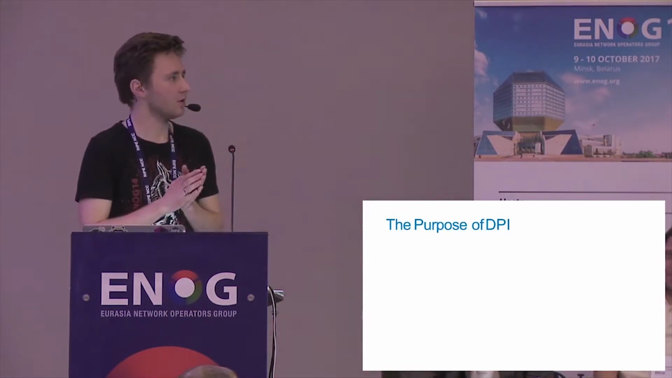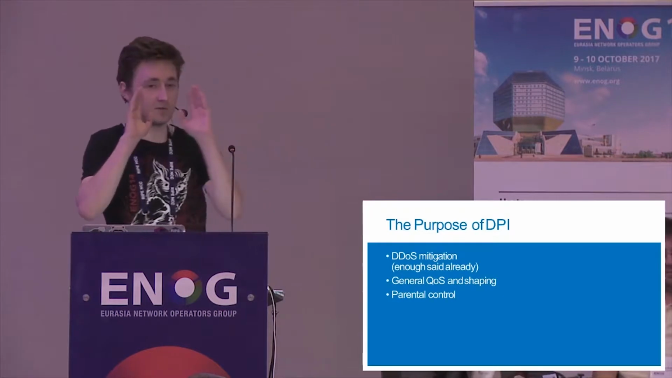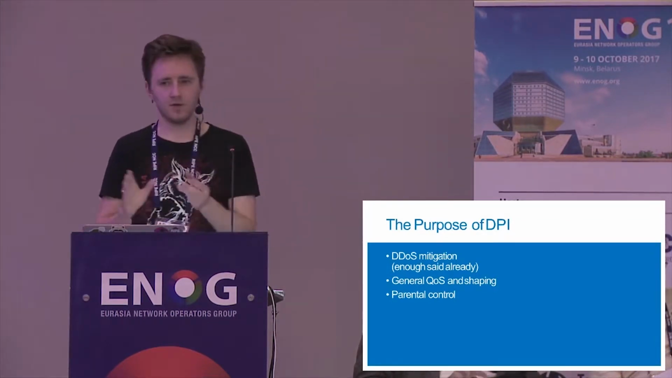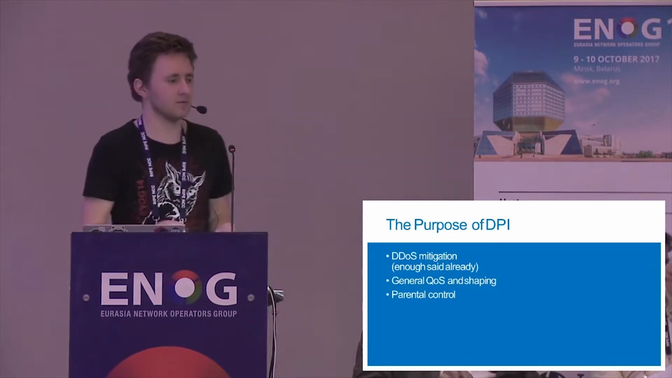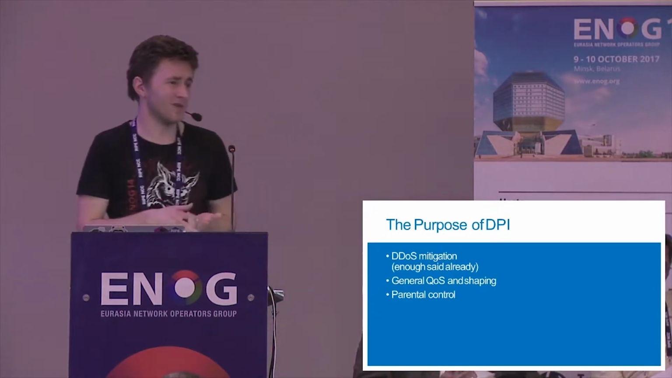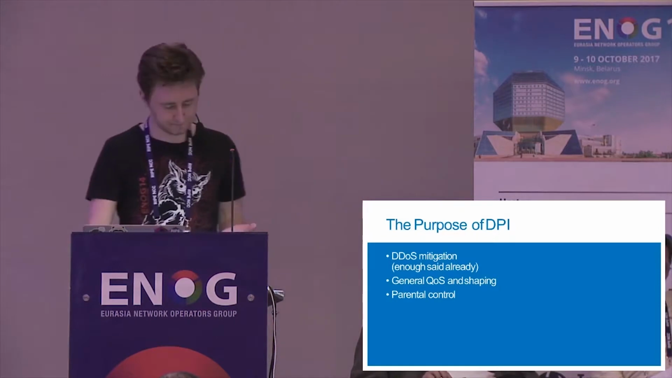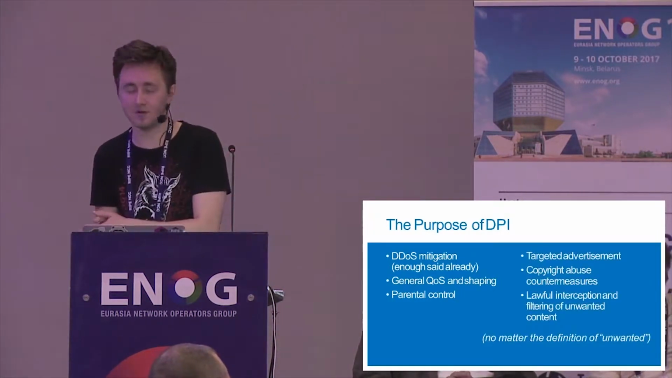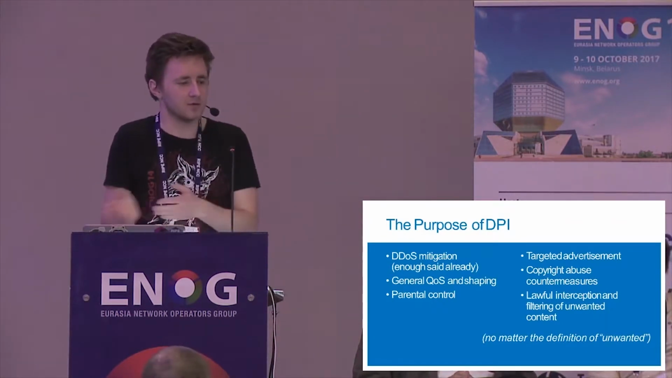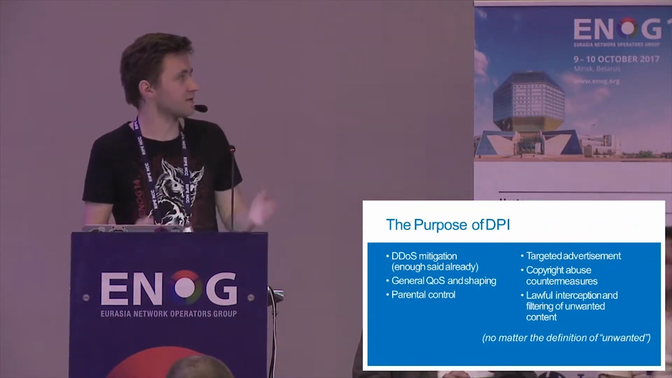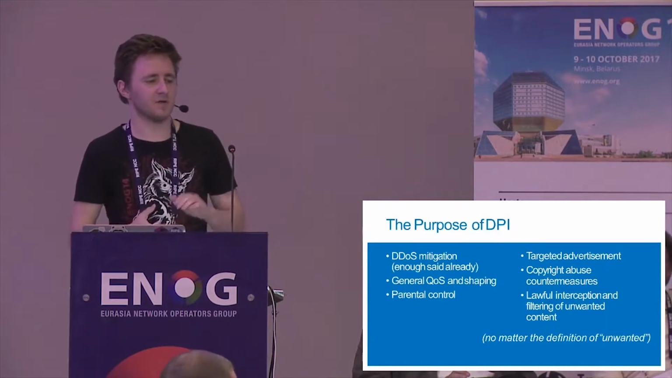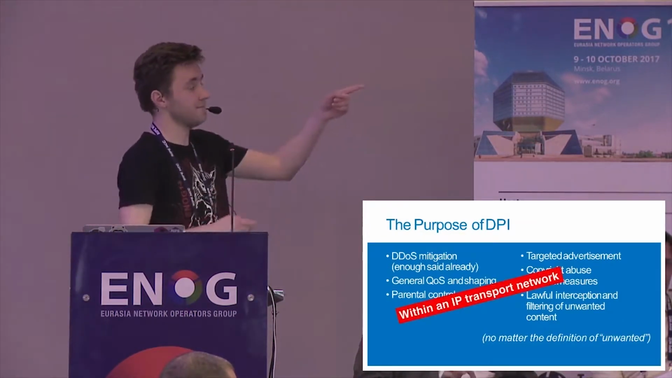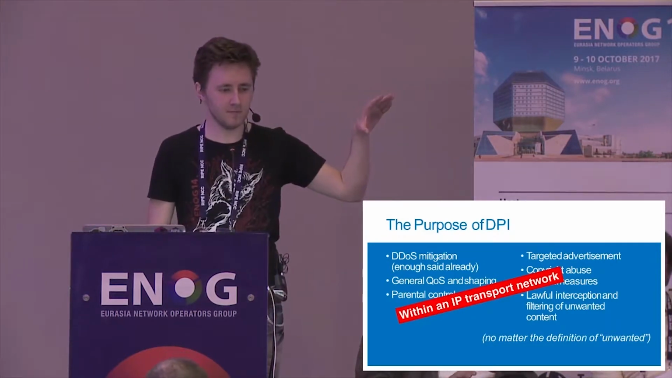What are the purposes of DPI that exist now? I told you about DDoS mitigation, told you enough. What are other purposes? It is overall the quality of service, prioritization of this or that kind of traffic based on the parameters, based on the flow inspection. It's also parental control, consensus limitation. Then targeted advertisement. Copyright abuse countermeasures. It's a blocking of the content. And then lawful interception. All these needs to be done in the transport network.